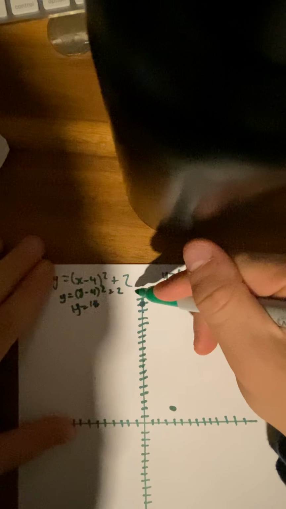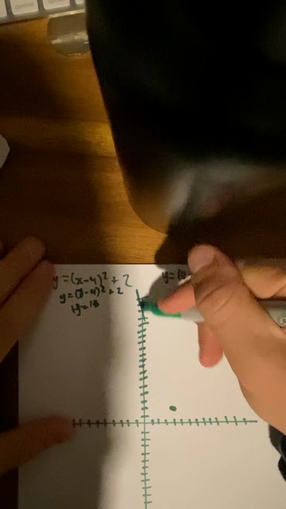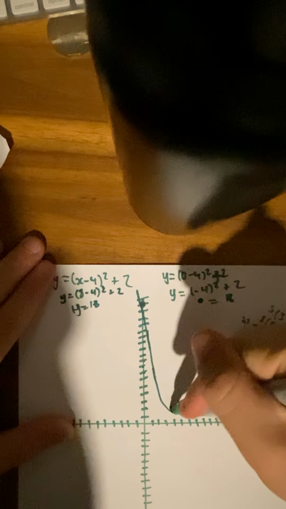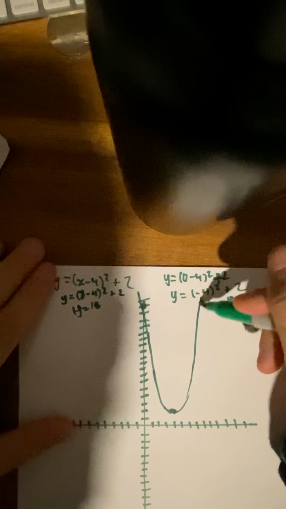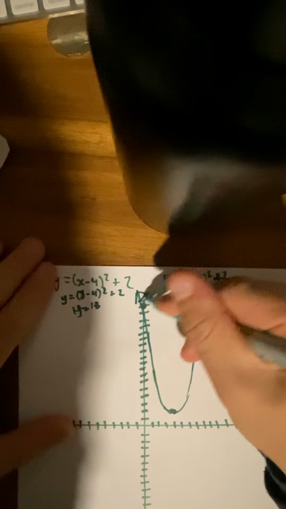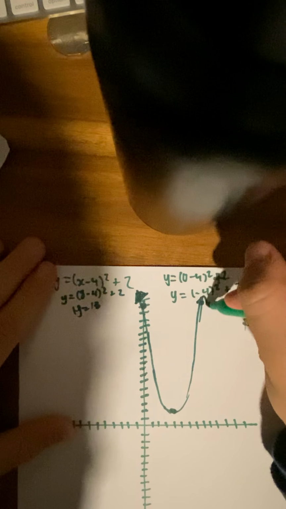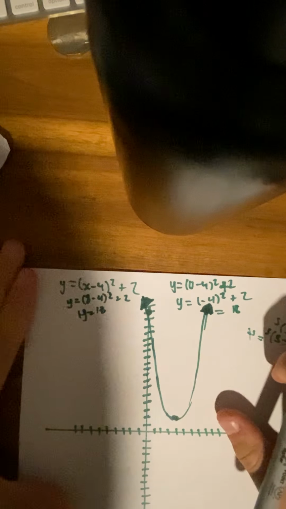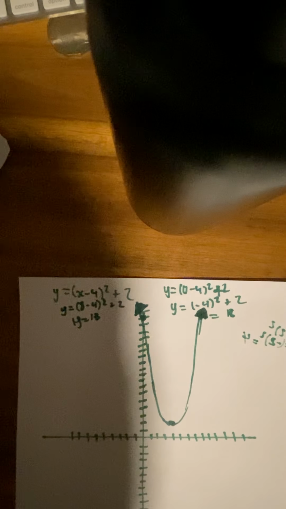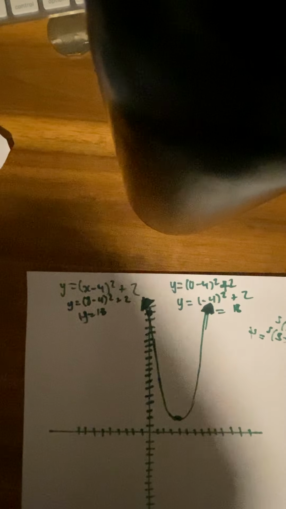And therefore we can just draw a sketch connecting the points as such, with the arrows on the end indicating that it goes on forever. And there is the quadratic function y equals (x minus 4) squared plus 2. And I hope this helps.